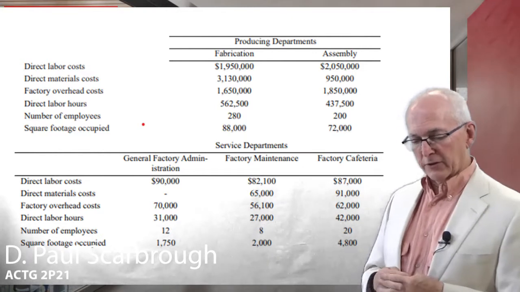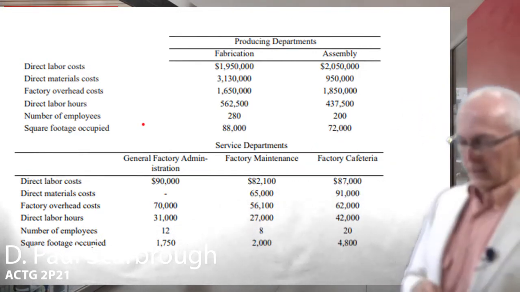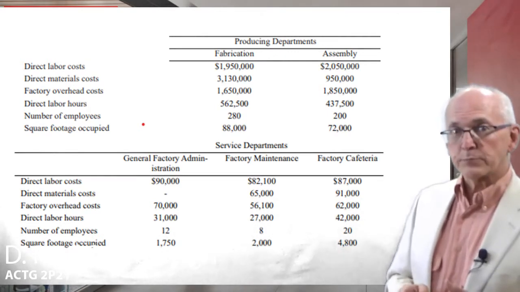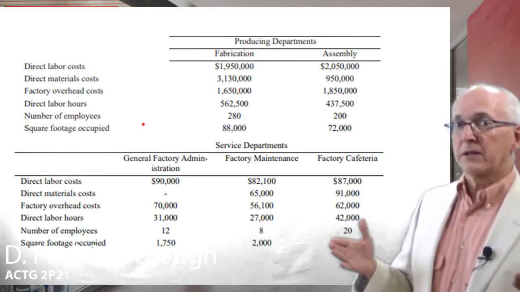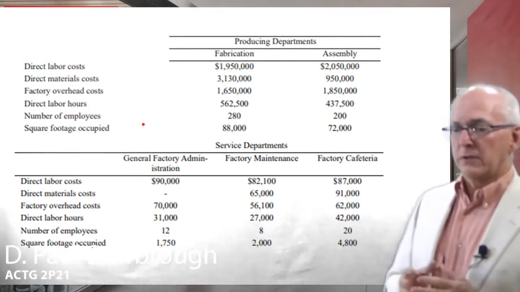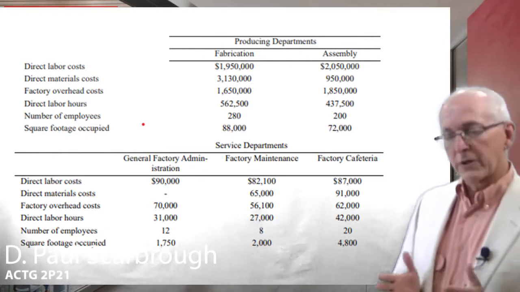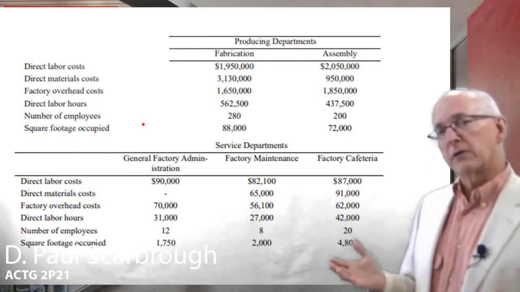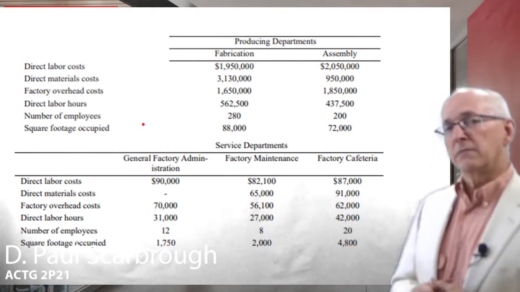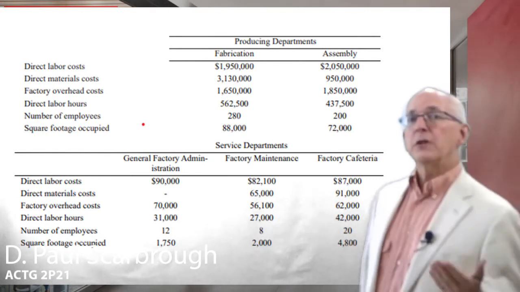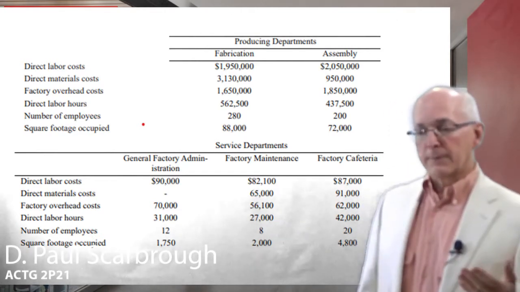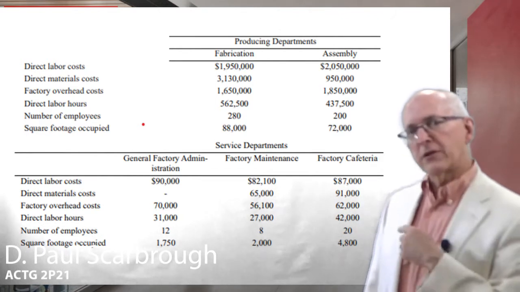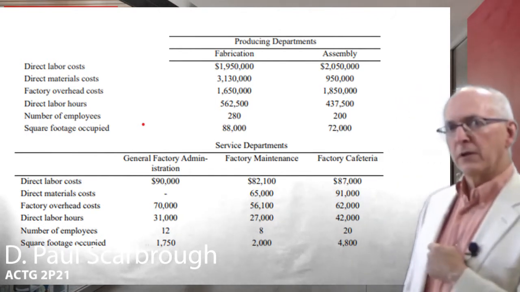If you look across the top of this table, you'll see that the 2 production departments have direct labor cost. That's obvious. You've seen that a lot of times before. Then look down and you'll see direct material costs. That's obvious too. And then you'll see factory overhead costs. Once again, this will seem normal to you. There's a little bit of an anomaly here, I'll come back to it. But now look at our service departments and see what you see.